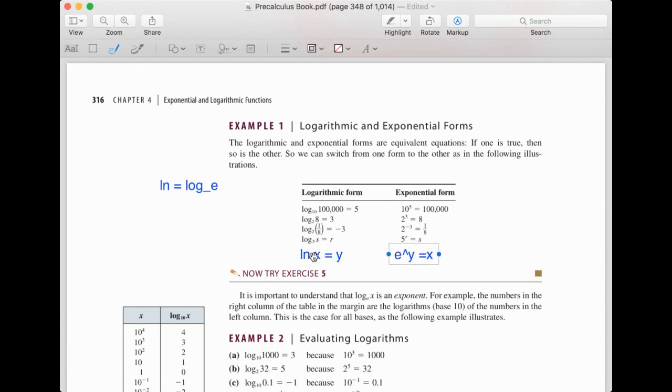All right. So you see, the first column is the logarithmic form, right? The second column is the exponential form. So we can write one in terms of the other by switching the positions. With exponential form, we can write it as log form. With log form, we can write it as exponential form.